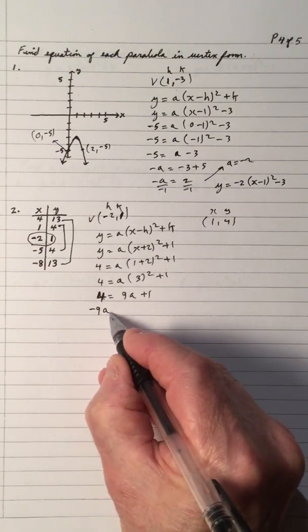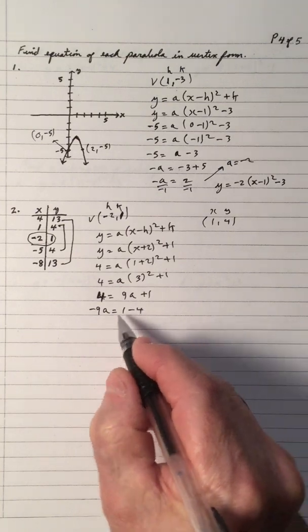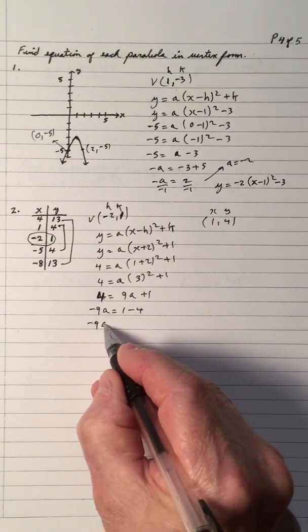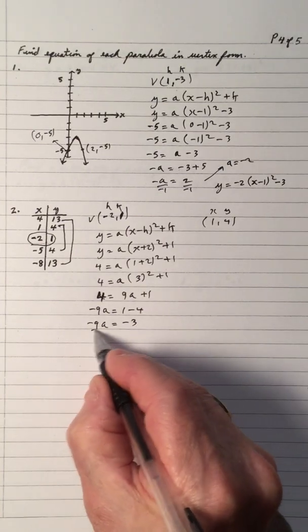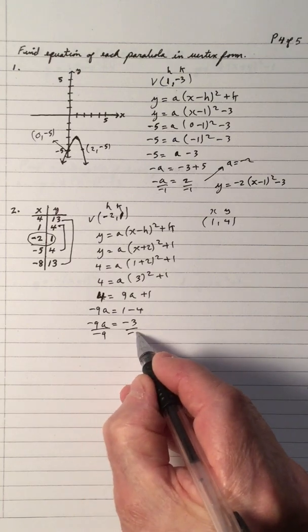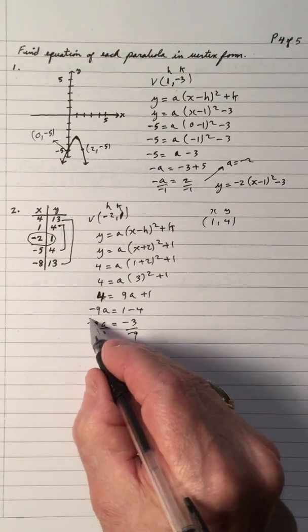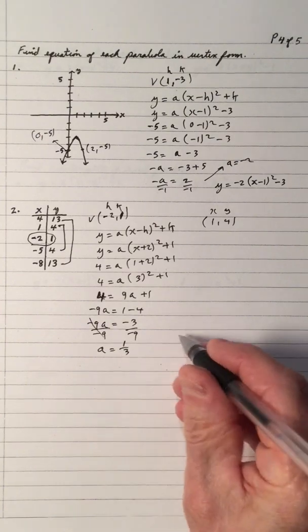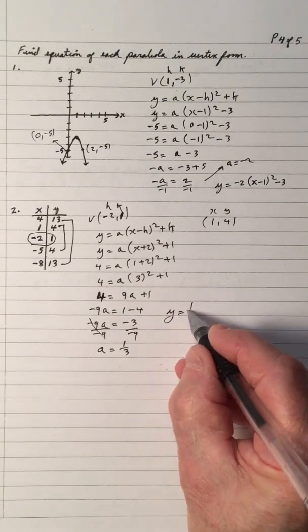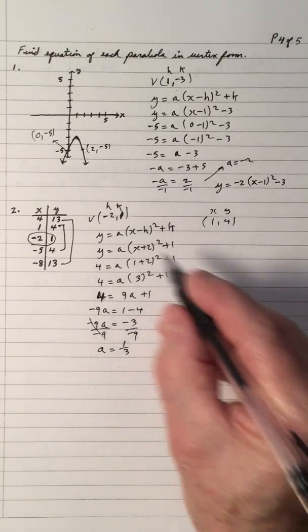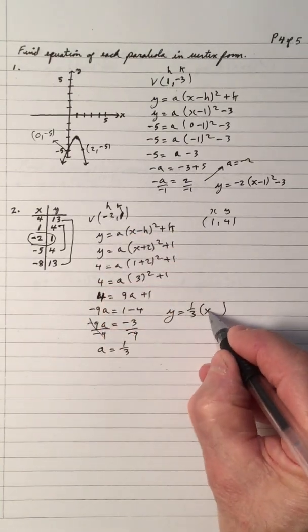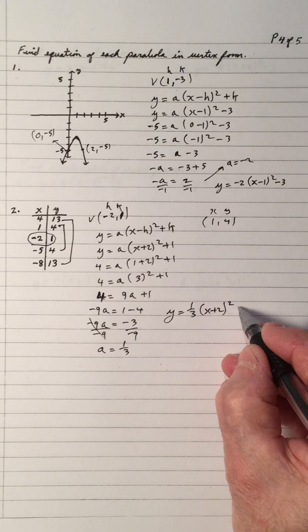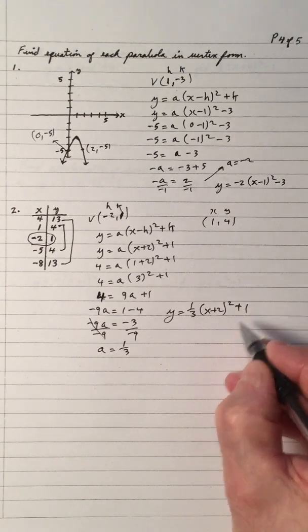Move the 9a over and move the 4. And we get 9a equals negative 3. Divide by negative 9. The 9s cancel. A becomes 1 over 3. So a is 1/3. And negative 2 becomes plus 2 and plus 1.